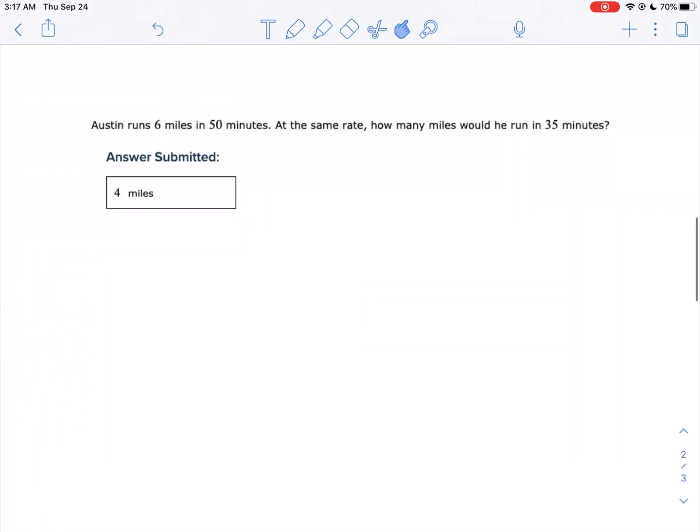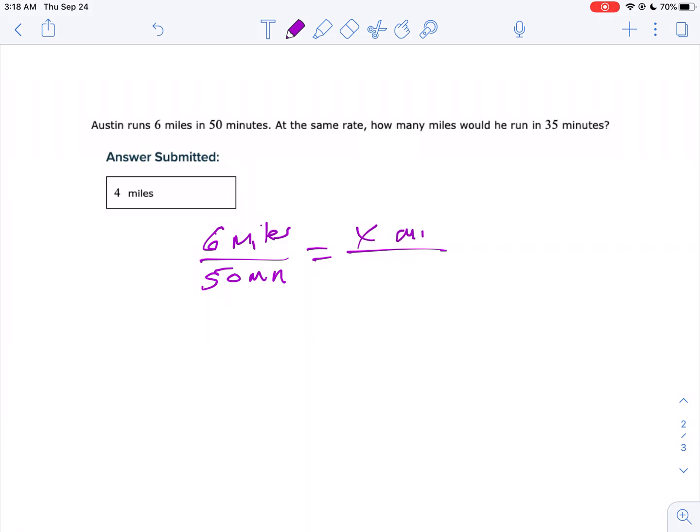The next question, you're pretty close, but I don't see your work, so I don't know what you did. It says Austin runs 6 miles in 50 minutes. At this same rate, how many miles would he run in 35 minutes? Well, let's do it just like it says. He runs 6 miles in 50 minutes. I don't know how many miles he's run, so I'll call that x miles in 35 minutes.